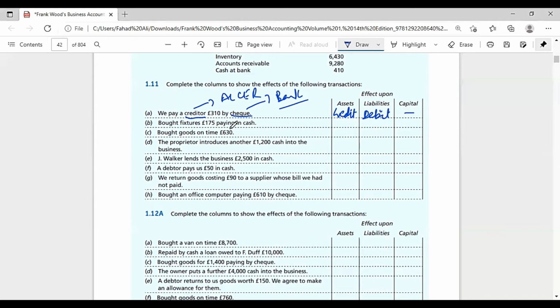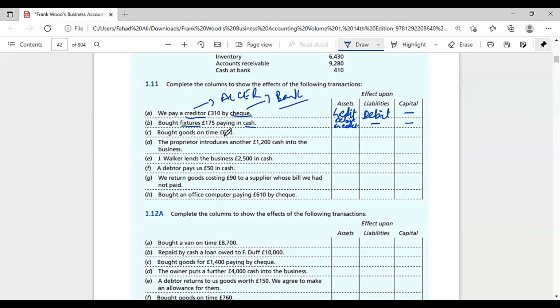Bought fixtures 175 paying by cash. What is fixtures? An asset. And what is cash? An asset. So again, debit and credit both are done with assets. So cash is the one that's decreasing, but fixtures is increasing. Yes.